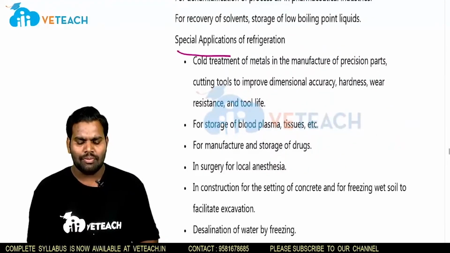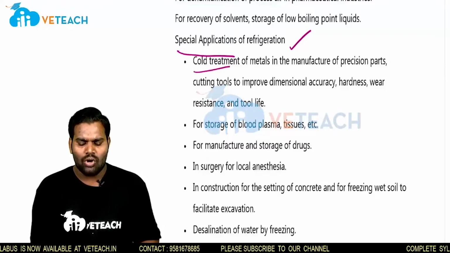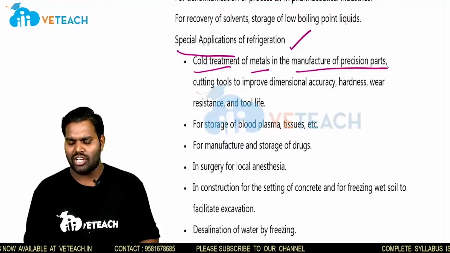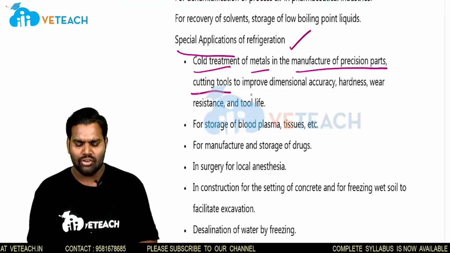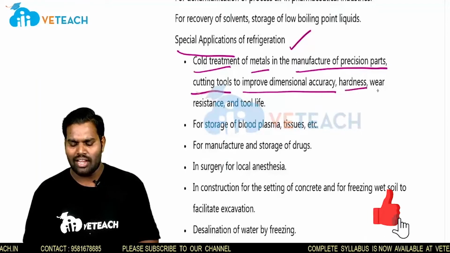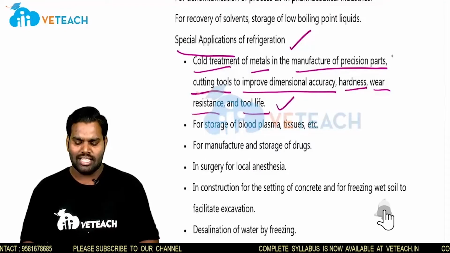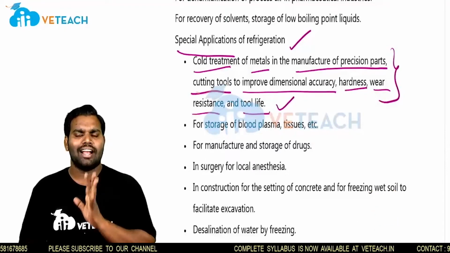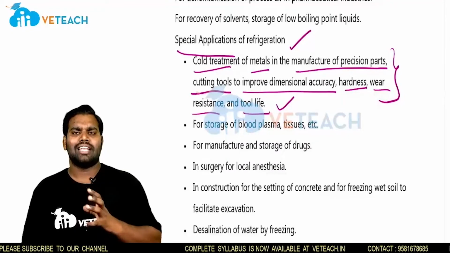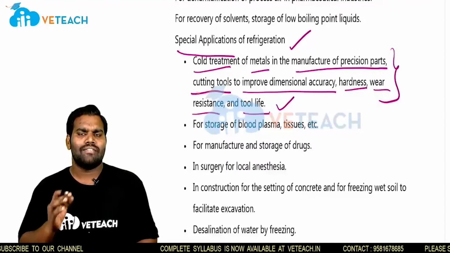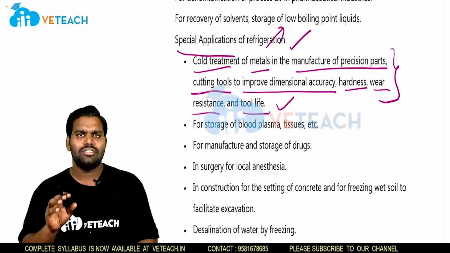Here are some special applications based on the refrigeration system. First, cold treatment of metals in the manufacturing of precision parts. We have cutting tools, where this improves dimensional accuracy, hardness, wear resistance and tool life. In a cutting tool process, after cutting the material, there is definitely a high temperature in that region. So for providing a comfortable temperature we go for a refrigeration concept in those areas.